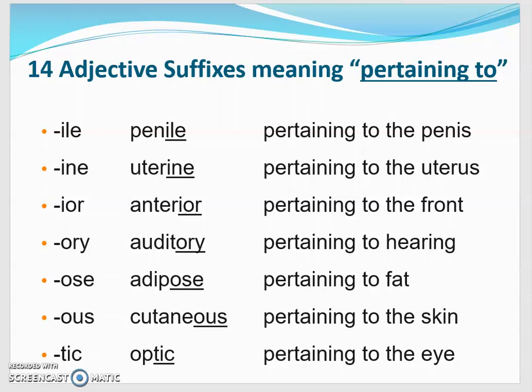We would take utero, which is the combining form for uterus, we put "ine" on the end of it, and now we have uterine, pertaining to the uterus. Eor. Eor is our third one from the top. Eor is a very particular one. Eor shows up in places where Eor should not show up.